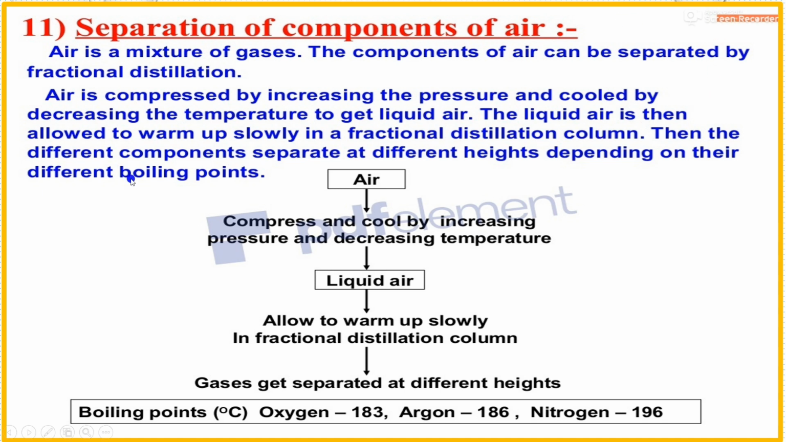The liquid air is then allowed to warm up slowly in a fractional distillation column. Then the different components separate at different heights depending on their different boiling points. So first you take air, then compress and cool it by increasing pressure and decreasing temperature. Then it will be converted into liquid air. Then allow the liquid air to warm up slowly in the fractional distillation column. Then gases get separated at different heights. For example, oxygen will get separated at minus 183 degrees Celsius, argon at minus 186 degrees Celsius, and nitrogen at minus 190 degrees Celsius.